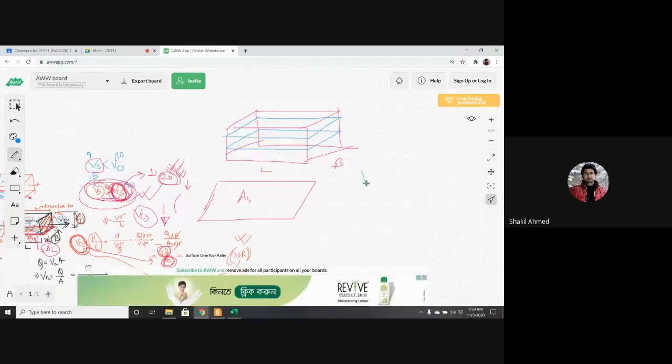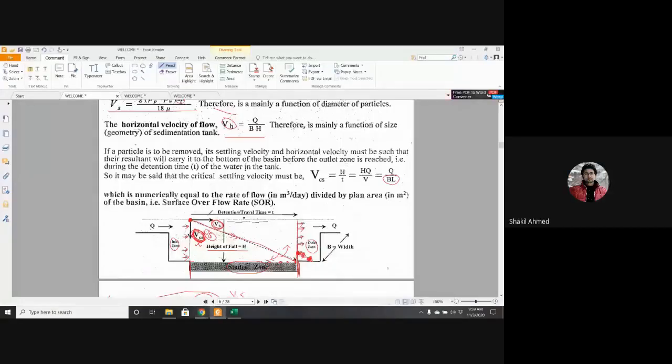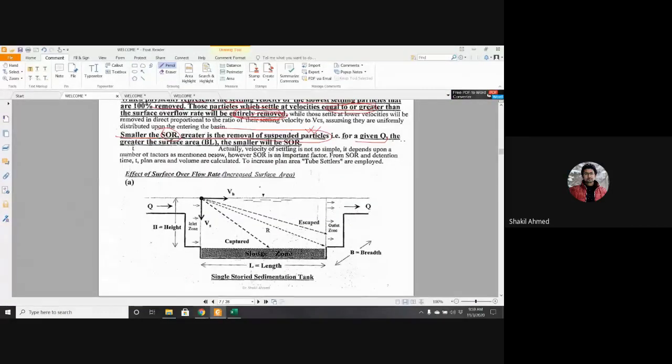Then if this is there, VCS will be Q divided by how much? B into L. How many B into L do you have here? One B into L is this. Another B into L is this. Another B into L is this. 3, so 3 into BL. So your VCS will be much lower and your efficiency will be much higher. Am I right? Yes, sir. So what we do is we do this.